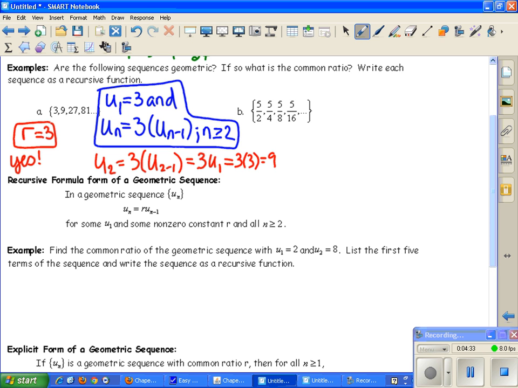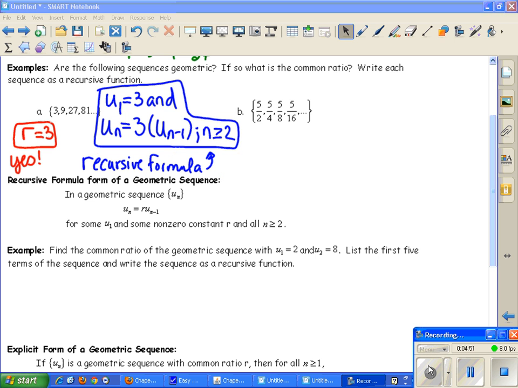So then in this case, I would say my second term, u sub 2, is equal to a value of 9. And that's why we have to state n is greater than or equal to 2. So we could do the same thing for the third term, the fourth term, and so on and so forth. So let's go ahead and do the next example.